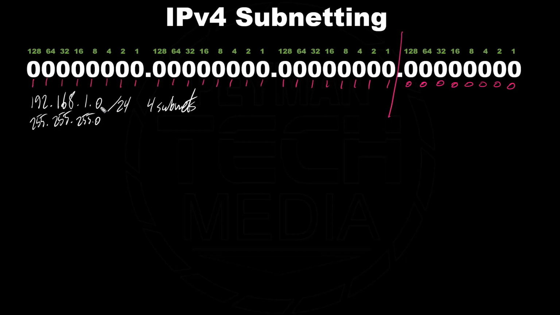How do we know this is Class C? Because looking at the IP address, the first octet, 192, falls into the Class C network. Okay, now they are asking for 4 subnets.